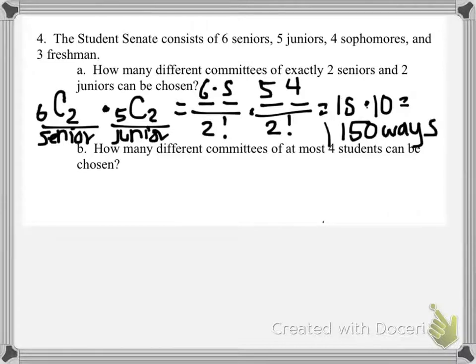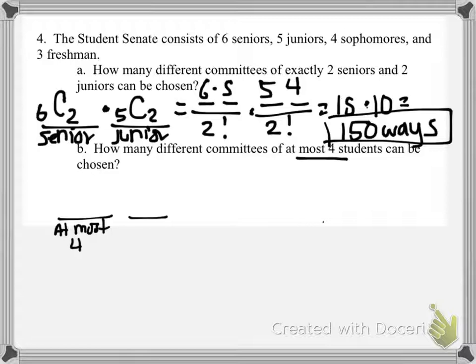Now when it comes to the second one, the key thing here is at most. So that means you can have a committee with at most 4 students, or you can have 3, or you can have 2, or you can have 1. So in this case, we want at most 4 kids, and that would be a committee. But then we have another event where you want at most 3, and at most 2, and at most 1.